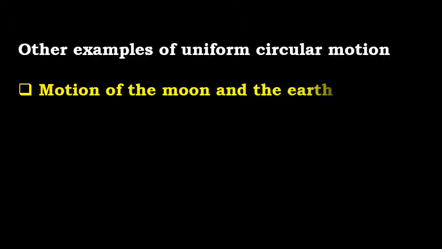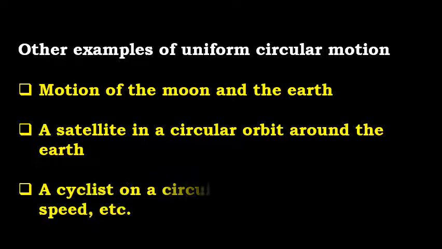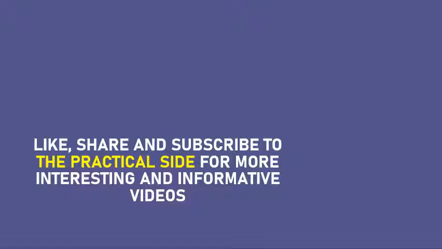Some other examples of uniform circular motion are the motion of the moon and the earth in their circular orbits, motion of a satellite when it is moving in a circular orbit around the earth or other planets, and motion of a cyclist moving on a circular track just like an athlete as we have seen earlier.